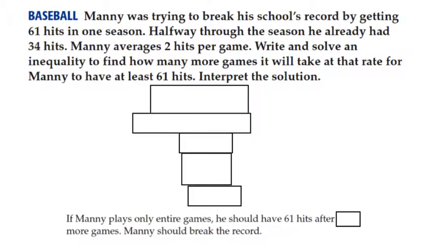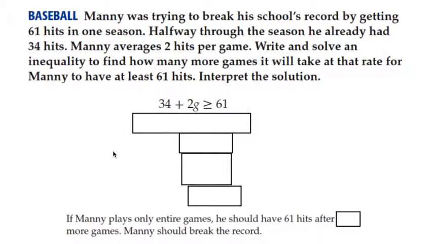Here's a word problem example. Manny was trying to break his school's record by getting 61 hits in one season. Halfway through the season, he already had 34 hits. He averages 2 hits per game. Write and solve an inequality to find how many more games it will take at that rate for him to have at least 61 hits.